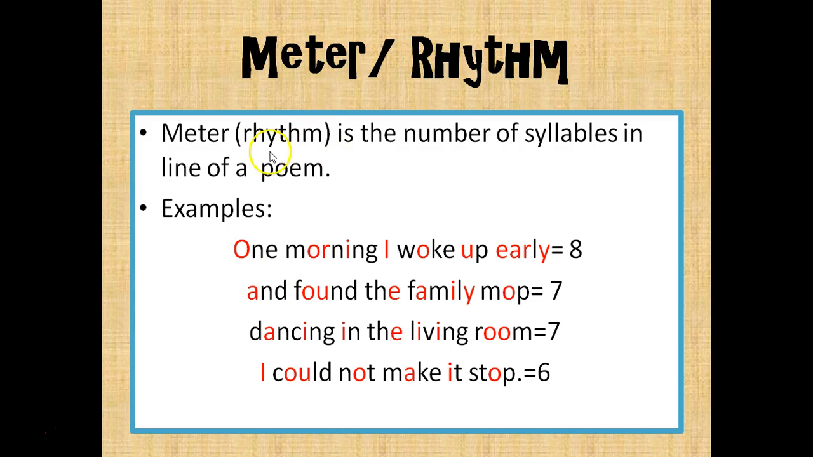Meter and rhythm. Meter, which is also called rhythm, is the number of syllables in the line of a poem. And remember, when you were learning phonics, you learned about vowel sounds. But remember, a vowel sound could be made by more than just one letter. For instance, OR says or. It goes together to make one vowel sound. You only count the vowel sounds, not the vowel letters. So for instance, you've got the O in one, OR in morning, I in morning, I, O in woke. You don't count E, it's a sneaky E. In up, E-A-R all go together to make a vowel sound. Lee, in early, Y sounds like long E.